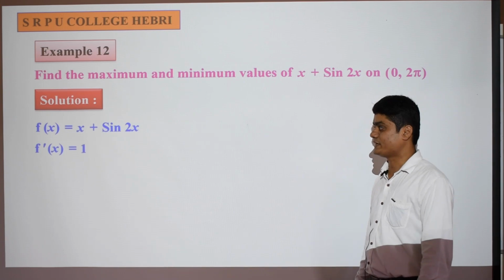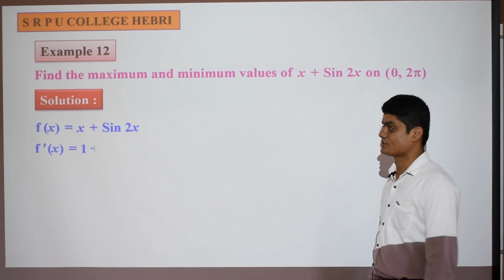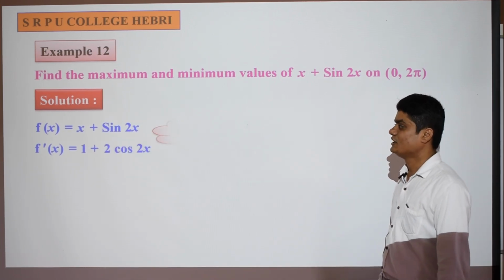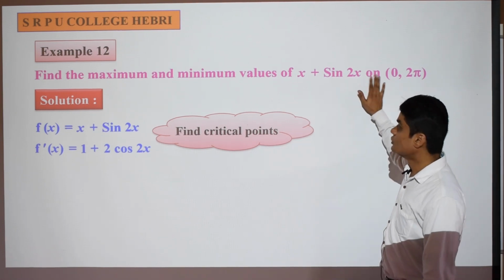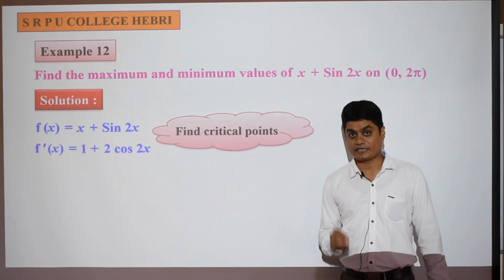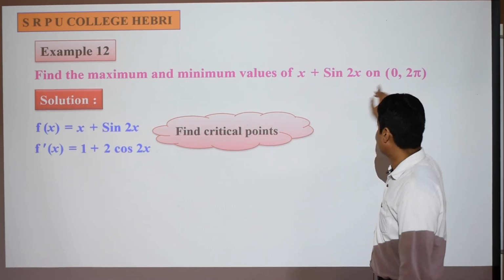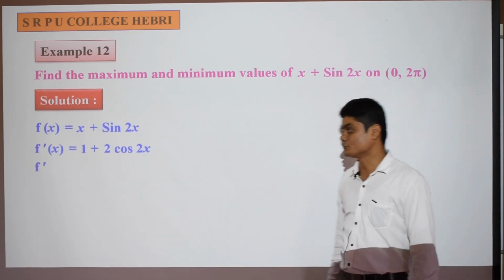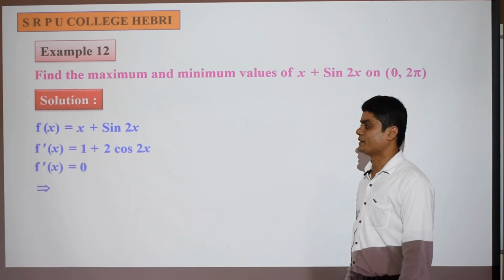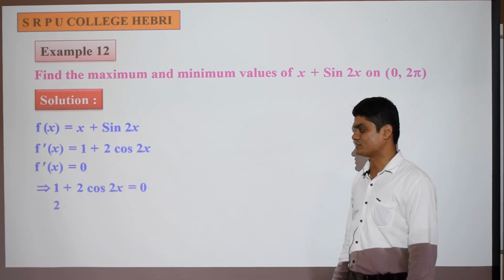Differentiate that with respect to x. So differentiation of x will be 1, differentiation of sine 2x is 2 cos 2x. So you know, first you have to find out its critical point. Critical point, and the differentiation should be equal to 0. So a critical point must be between 0 to 2 pi. So f dash of x is equal to 0 implies 1 plus 2 cos 2x is equal to 0.